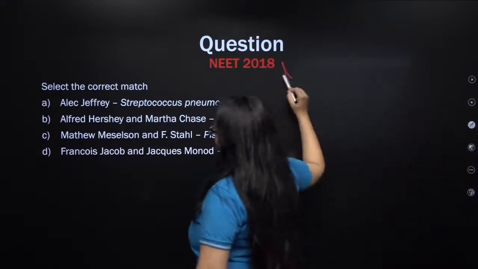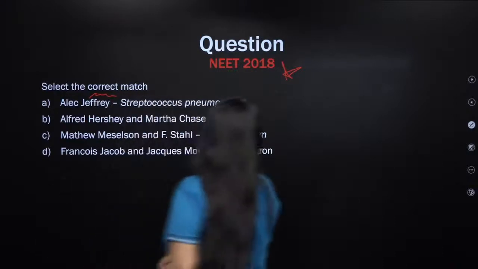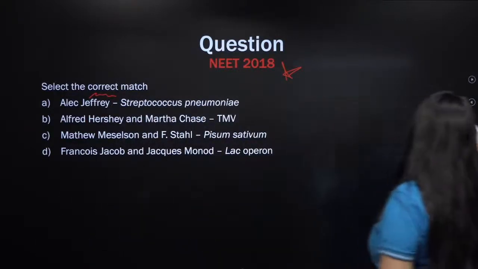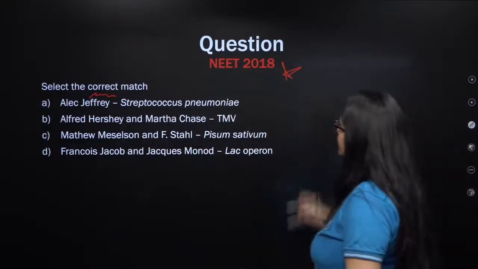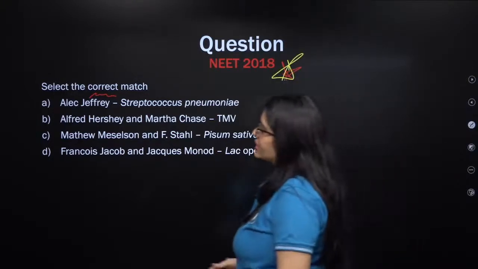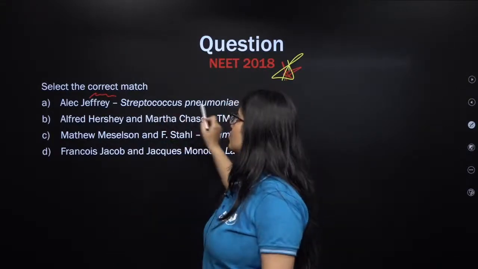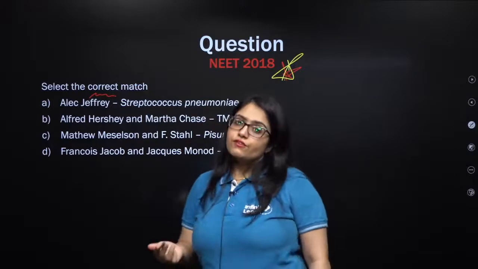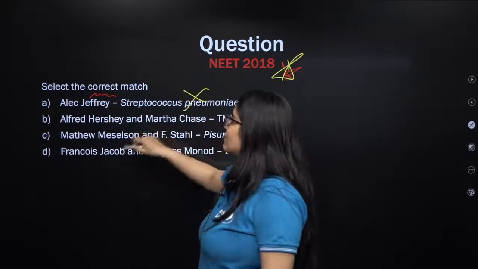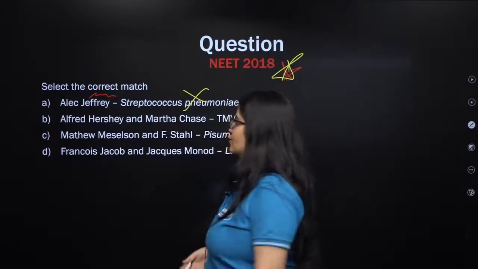Select the correct match. Give it a try, kids. Ilia Zafri actually discovered or worked on the DNA fingerprinting procedure. So this is wrong. Streptococcus pneumoniae, Griffith worked on it. So this is wrong. Alfred Hershey and Martha Chase worked on TMV. No, they worked on bacteriophages.